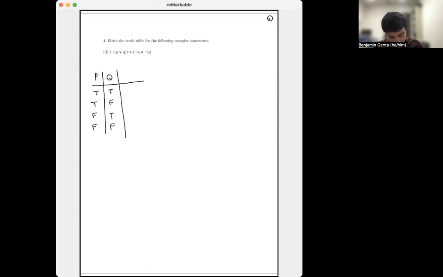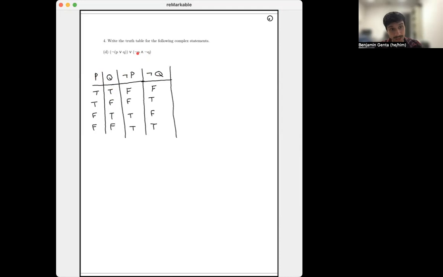Okay, so the next simplest one that we see is not P, and we also have not Q. So let's start with not P. We look at the table for P over here, so not P is false, false, true, true. And similarly for not Q, we look at Q over here, and we see true, false, true, false. So it's just the opposite: false, true, false, true.